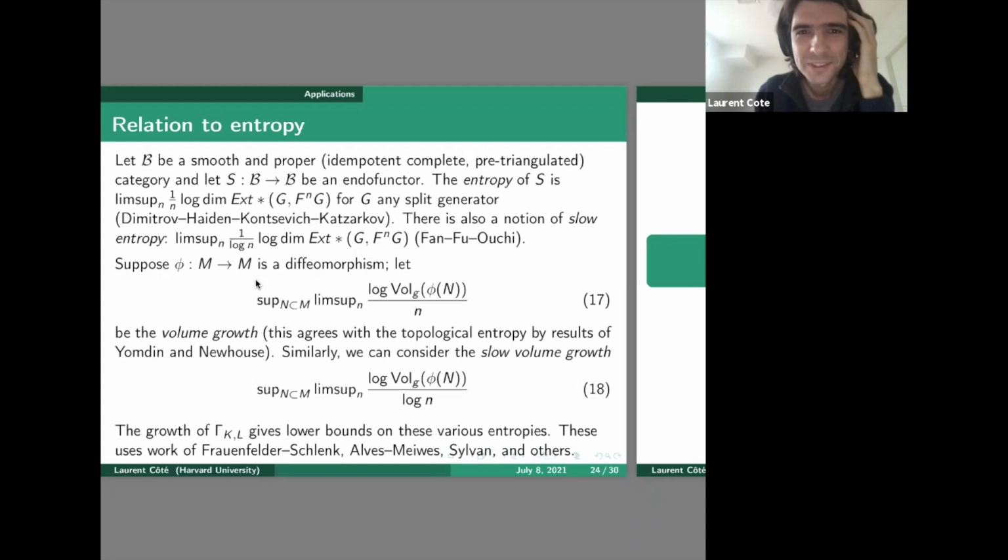Okay, so F is S and G is any split generator. So you look at the growth of these Ext groups as you iterate applying your endofunctor for any split generator. And this is well defined. It doesn't depend on the choice of split generator, and it's called the entropy of the endofunctor. And there's also a notion of slow entropy, where you essentially look at the polynomial growth of these Ext groups rather than the exponential growth.